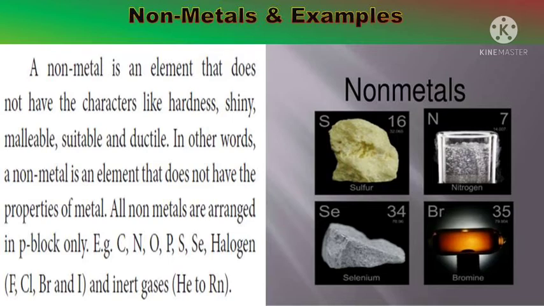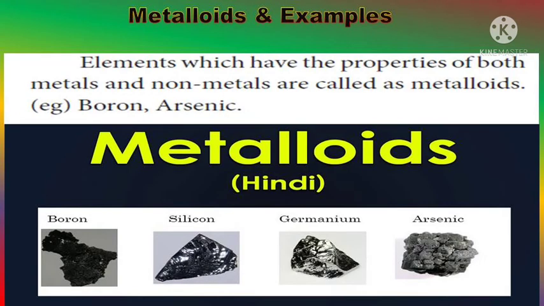Non-metals and their examples. A non-metal is an element that does not have characteristics like hardness, shininess, malleability and ductility. In other words, a non-metal is an element that does not have the properties of metals. Examples: p-block non-metals, that is carbon, nitrogen, oxygen, phosphorus, sulfur, selenium, and halogens, fluorine, chlorine, bromine and iodine, and inert gases, helium to radon.